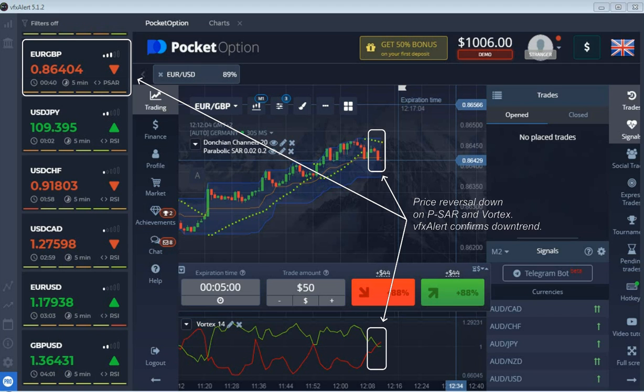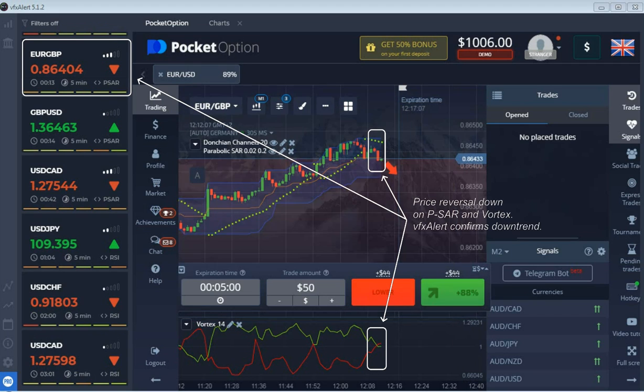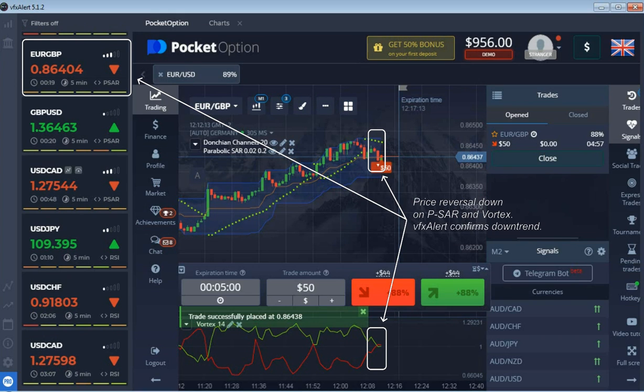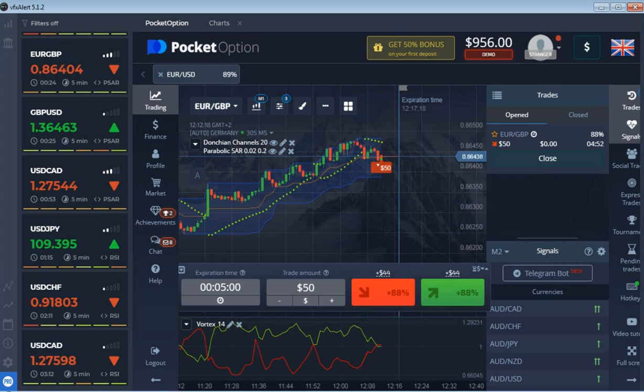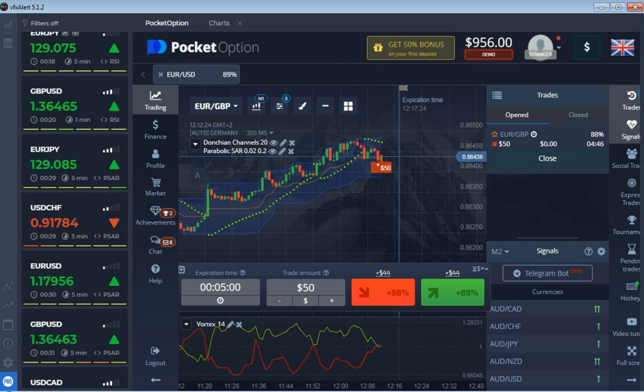Reversal of the trend for the Euro-Pound. On Vortex, there are equal forces of buyers and sellers. But the indicators and VFX Alert confirm the downtrend. The third put option.